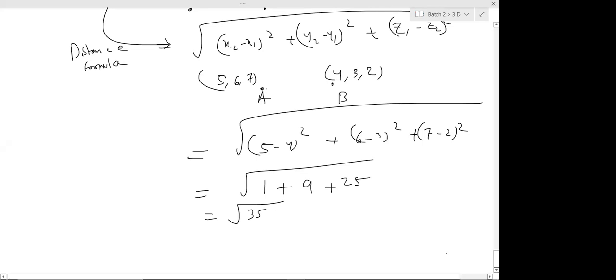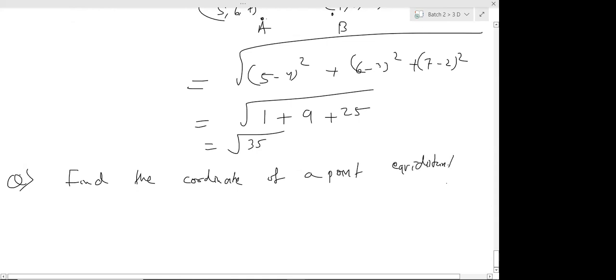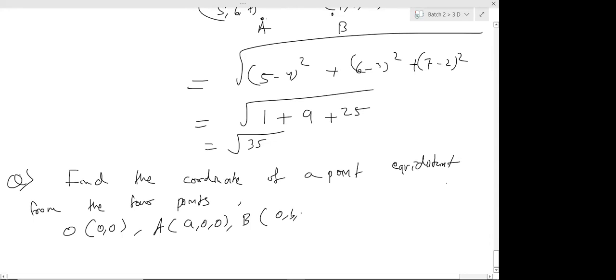Okay, so try to solve this question. All right, this question is for everyone. Mazia, Peer, Livia, find the coordinate of a point equidistant from the 4 points that is origin 0, 0, 0, A is a, 0, 0, B is 0, b, 0, and C is 0, 0, c.